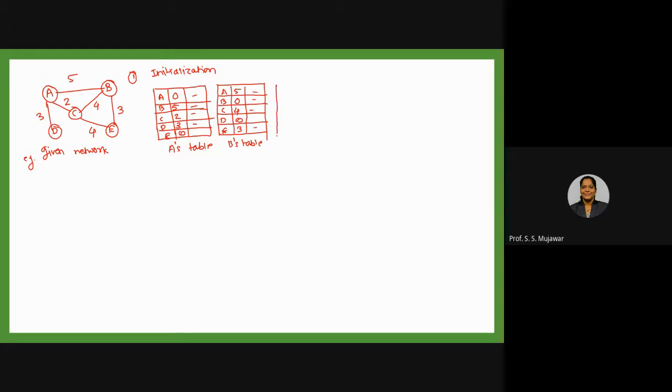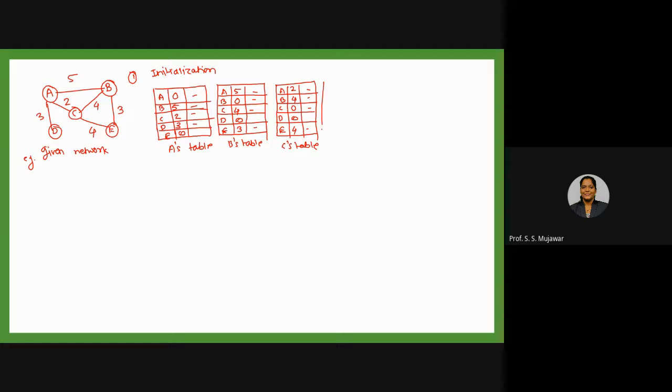Fine. Now, this is C's table. We are performing the initialization step. A, B, C, D, E. C to C will be 0. Rest is 2, 4, is 0, infinite. To reach E, we have 4.